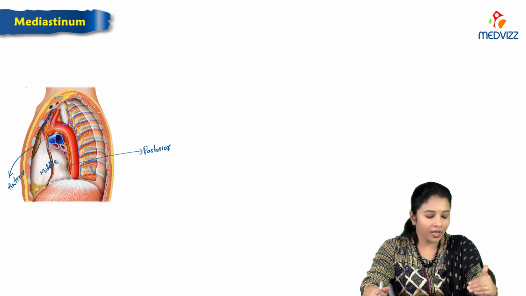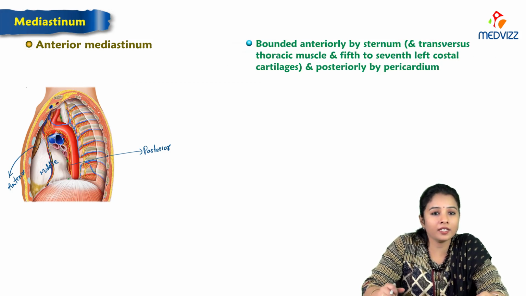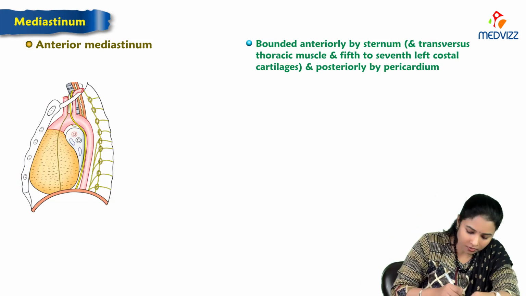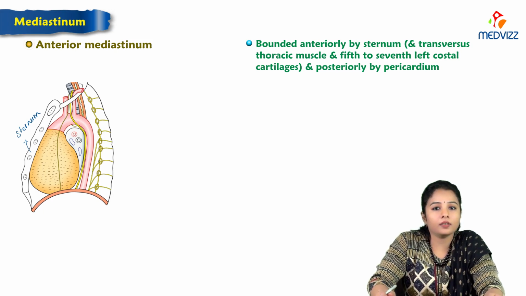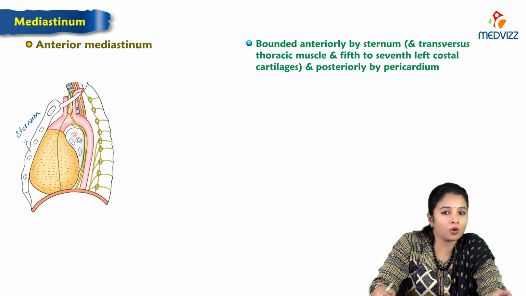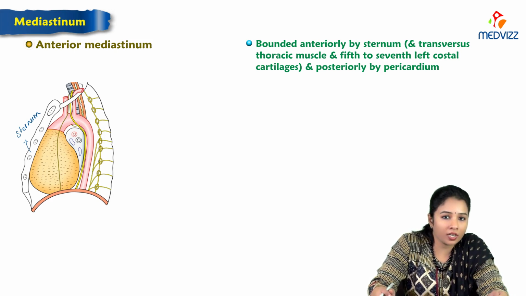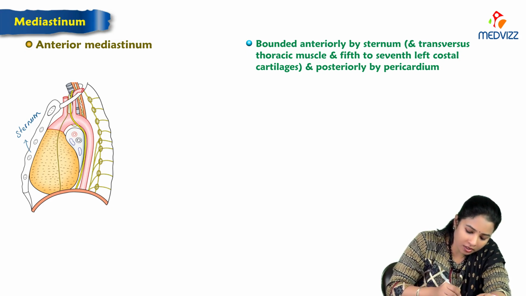So talking about the anterior mediastinum, it is bounded anteriorly by sternum. So anteriorly we can see the sternum, and anterior mediastinum is bounded anteriorly by the sternum and also the transversus thoracis muscle, which is present in the anterior side, and 5th to 7th left costal cartilages. So if you see, it is related to 5th to.